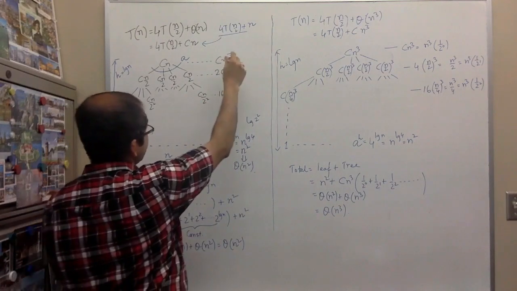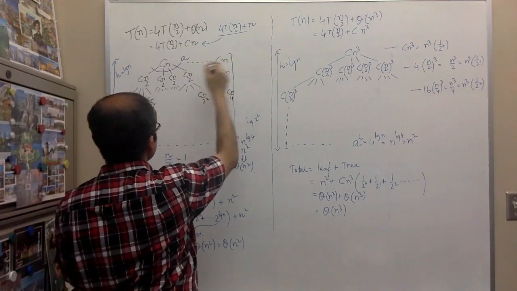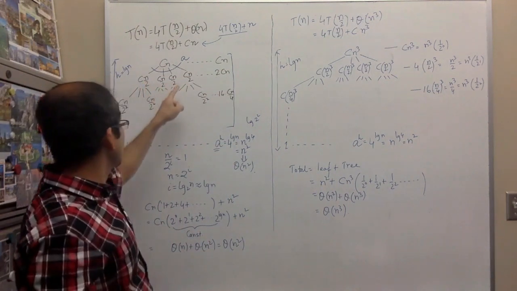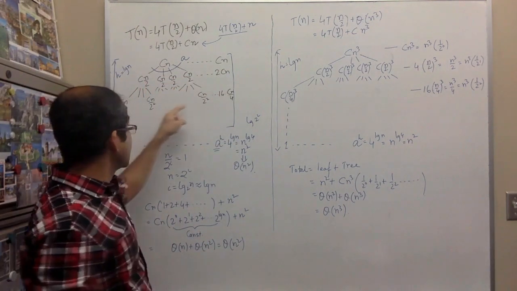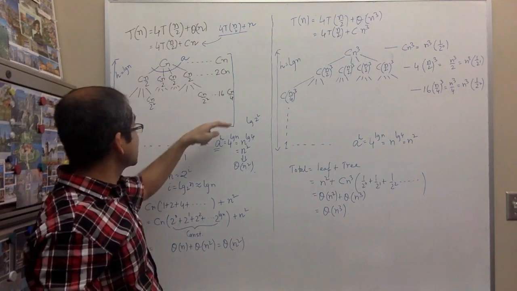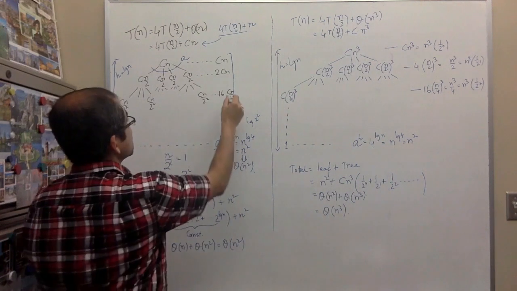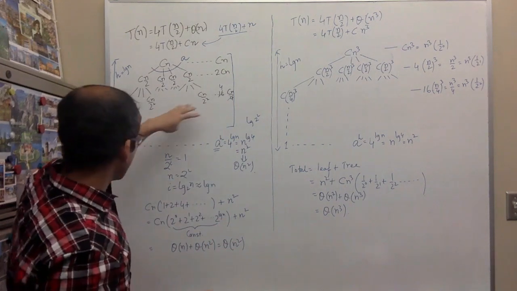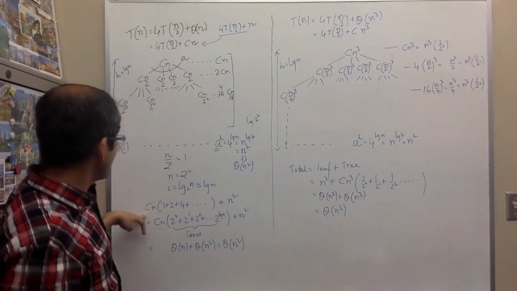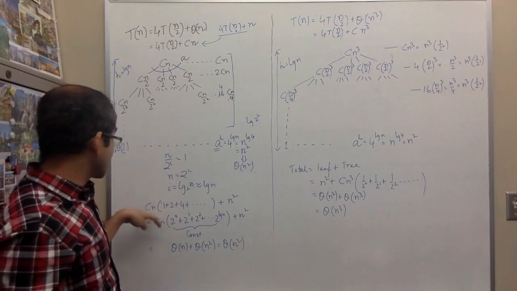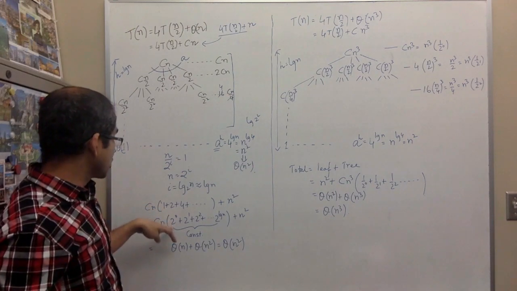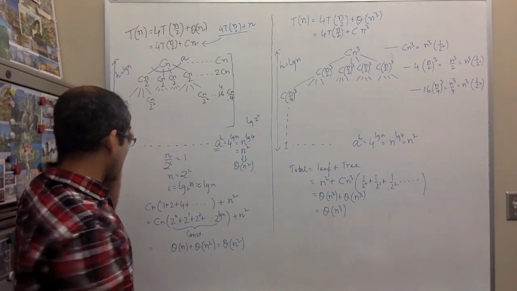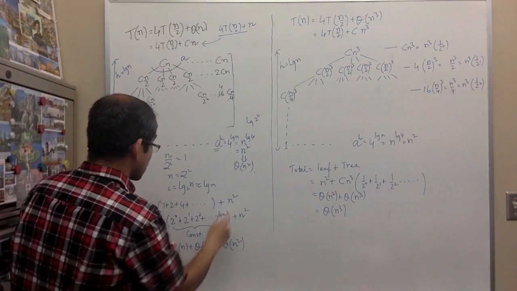Now the cost at individual levels: at this level it is cn, at this level it is 4 times cn/2, that is 2cn. At this level it's 16 times cn/4, which is 4cn. In that way we keep summing up. This summation we have shown here. We take cn out, and the parenthesis is 1, which is 2^0, 2^1, 2^2, in that way up to 2^(log n - 1). It should be up to the log n - 1 level.